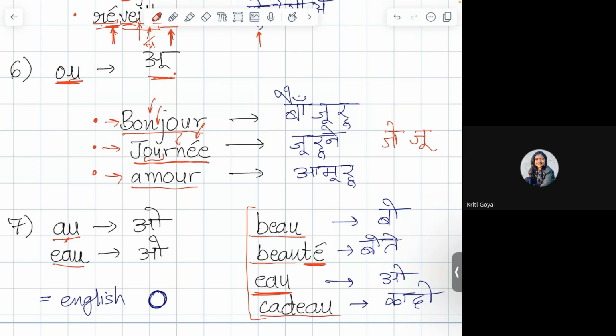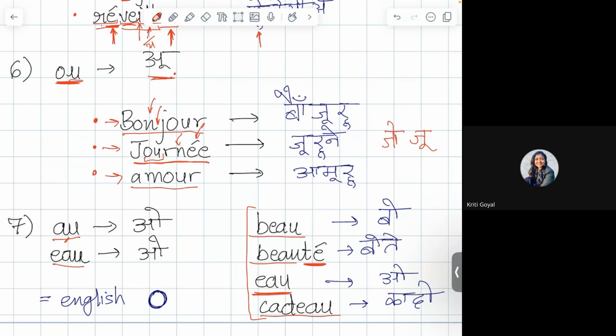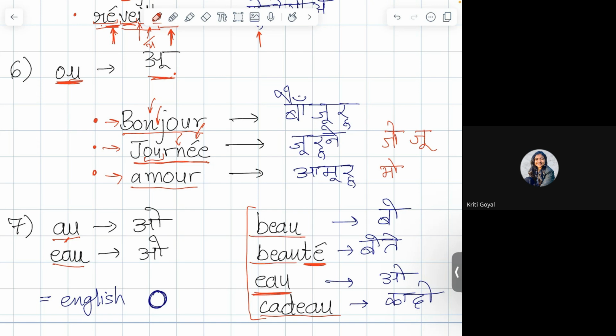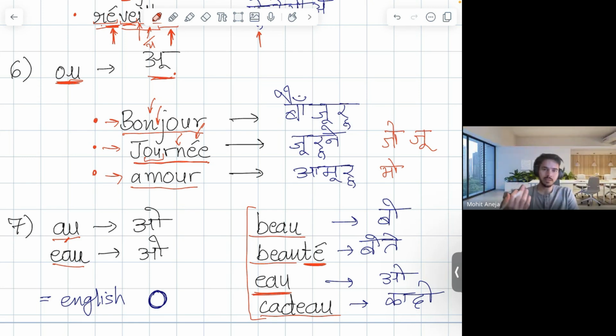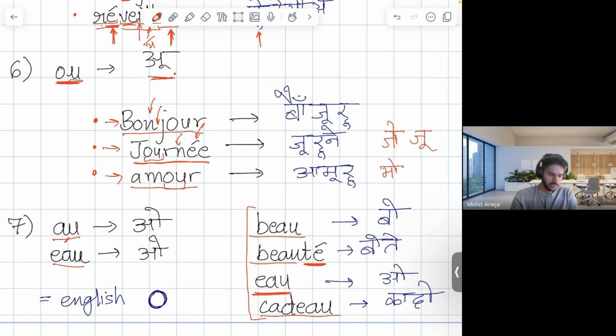Amor. Can you repeat that? Amor. No, it's not more. Can you say that again with the correct sound? Read the Hindi. Amor. Yes, it's amour. So amour, this ooh sound. Yes, it's amour. Thank you.